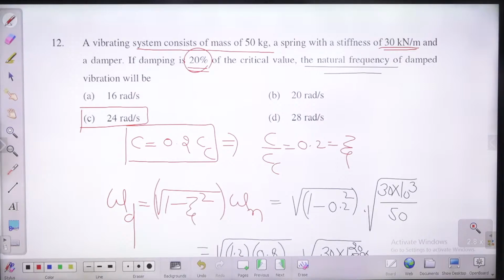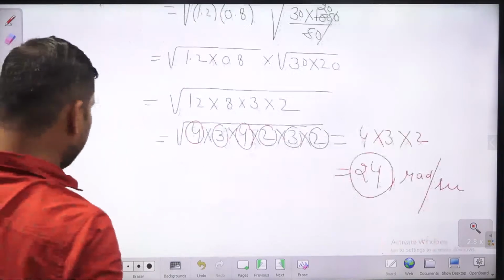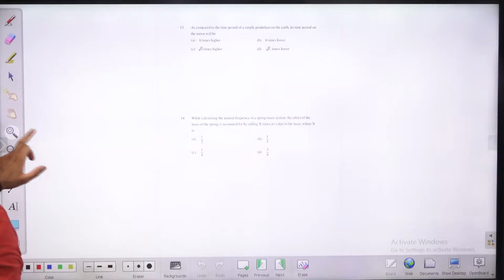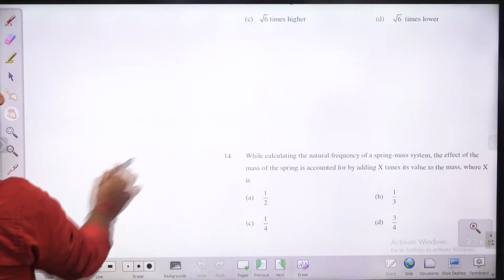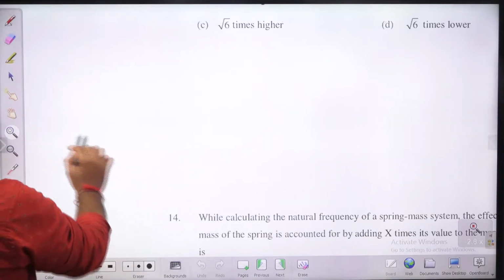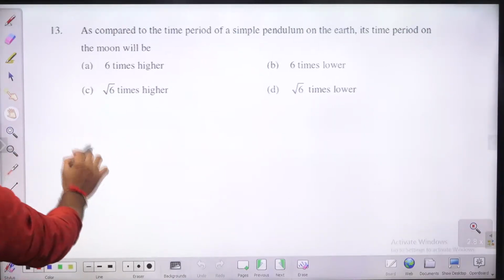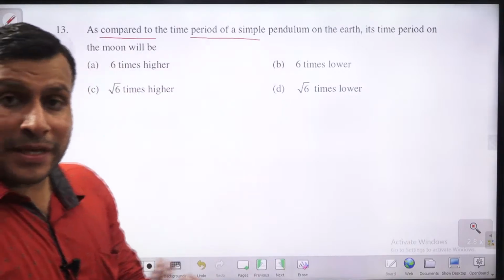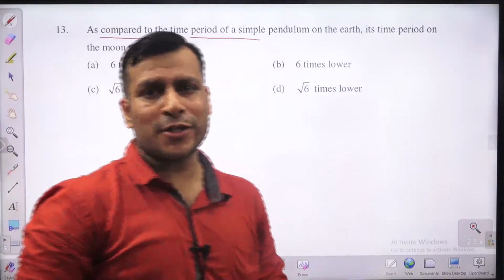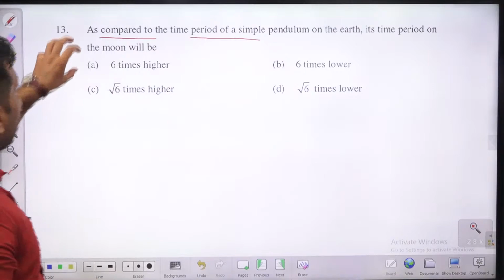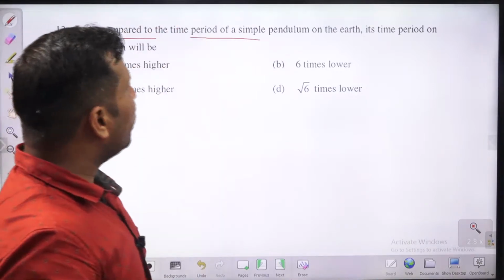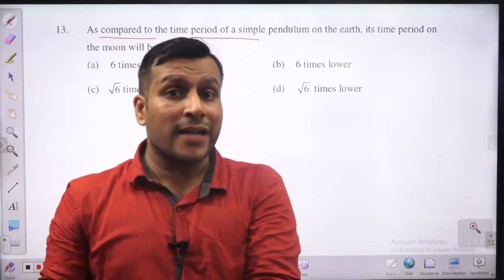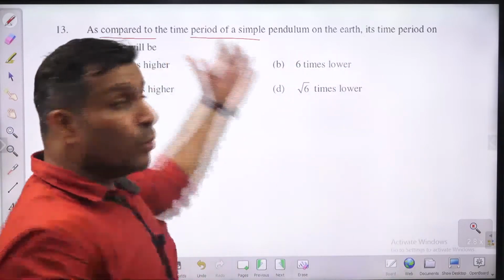Next question in front of you, question number 13. Again, a question which is asked in examinations, PSUs, and even in engineering services this question was asked. As compared to the time period of a simple pendulum, there is a pendulum which has some time period on earth.